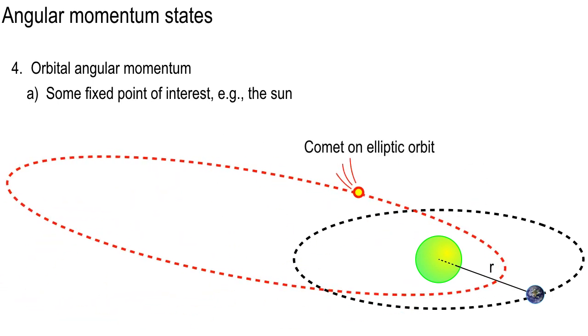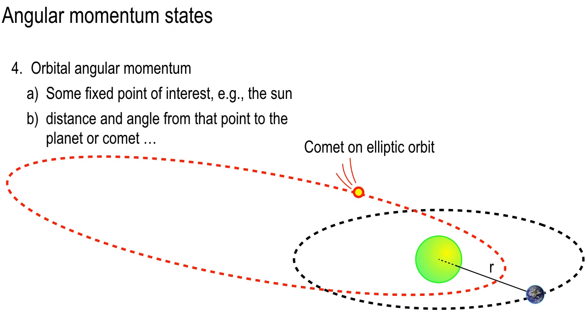But there are other objects, for instance, a comet. We'll do an overhead view of a comet's orbit in a minute. Comets frequently have more ellipticity, but they do have an angular momentum state, and it's relative to the sun. Now, the distance and the angle from that point on the orbit to the sun, your central point, is part of how you determine the angular momentum.